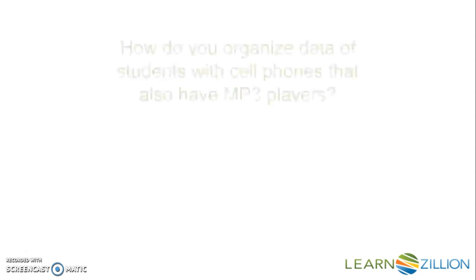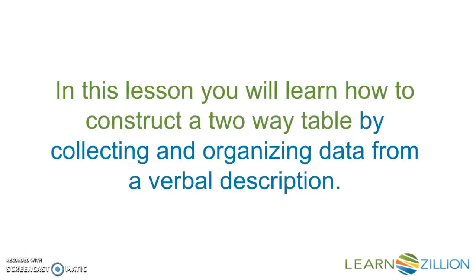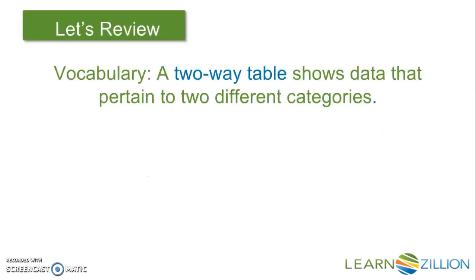So here we go. How do you organize data of students with cell phones that also have MP3 players? So we're looking at data again, statistics. And we're looking at two-way tables this time. In this lesson, you'll learn how to construct a two-way table by collecting and organizing data from a verbal description. Let's review vocabulary. A two-way table shows data that pertain to two different categories.